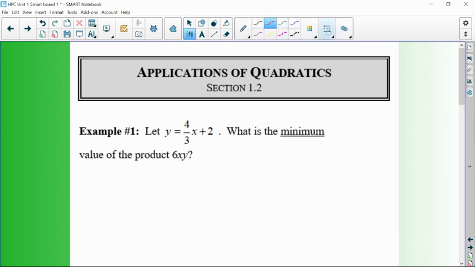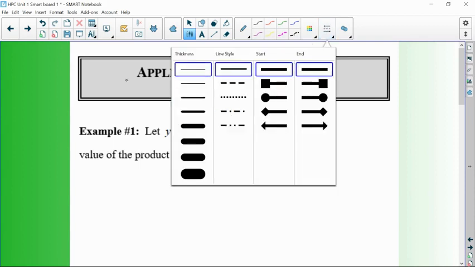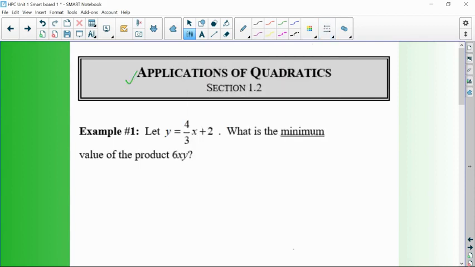Green is fine, but I'm more interested in that thickness. There you go. Okay, so maybe you said x is equal to -3, and 4/3 of -3 is -4. -4 plus 2 is -2. So I know the point (-3, -2) is on this function. If I do 6 times -3 times -2, that product is equal to 36.